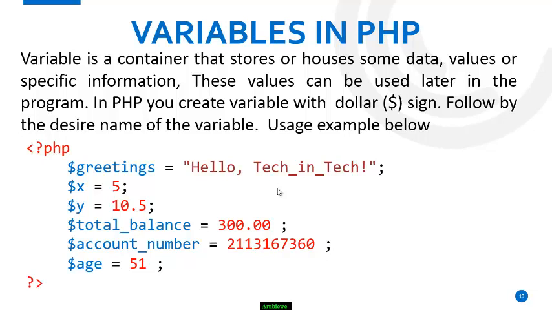A variable is a container that stores or houses some data, values, or specific information. Let me repeat again. I said a variable is a container that stores or houses some data, values, or specific information. These values can be used later in the program.